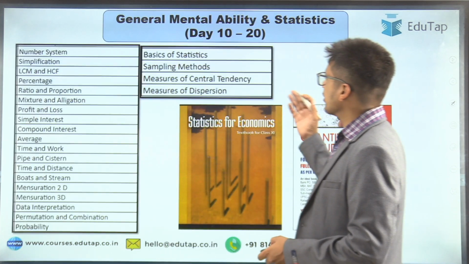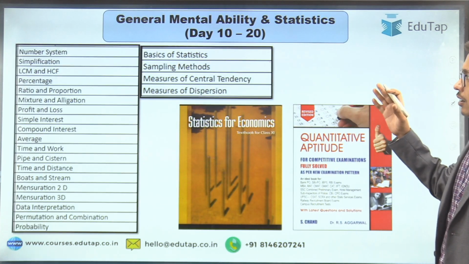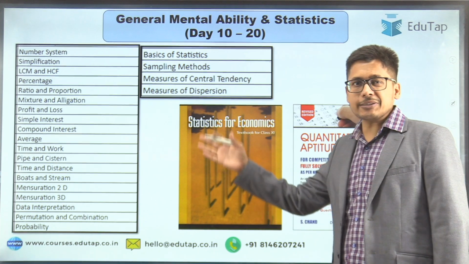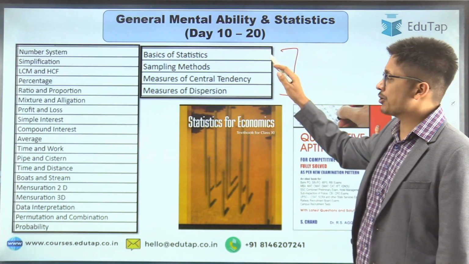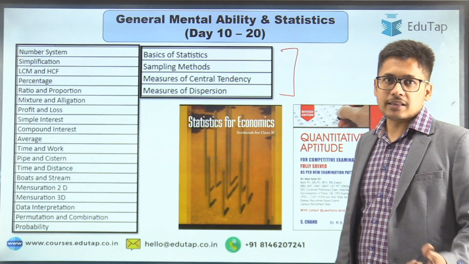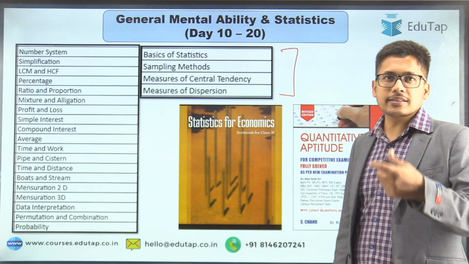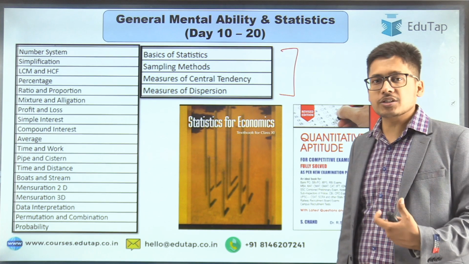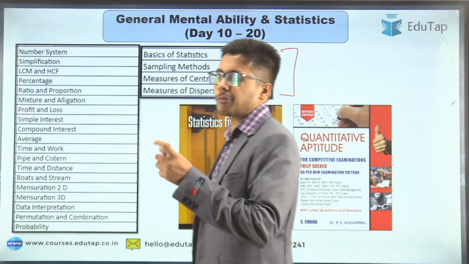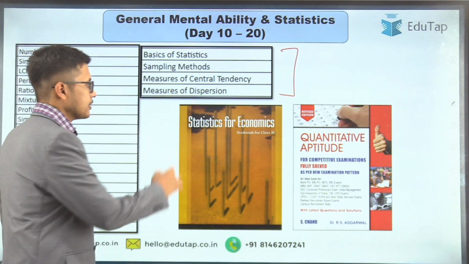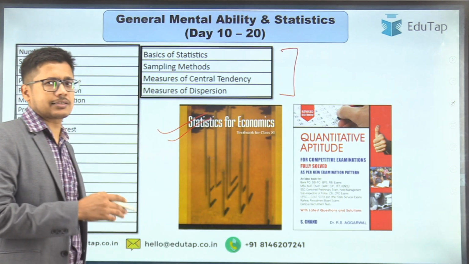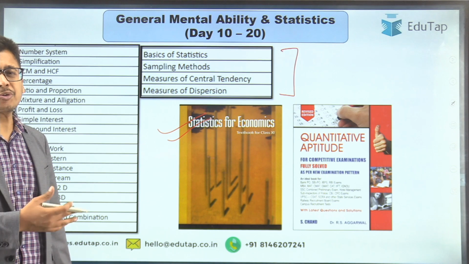Right. Next, after that, day 10 to 20, we are devoting to general mental ability, that is your mathematical skills, and to statistics. Now, statistics basically comprises these 4 topics: the basics, the sampling methods, the central tendency measurements, and the measures of dispersion. The questions will be asked from these 4 topics only. And Statistics for Economics, a textbook for class 11, will be quite enough for you to answer these questions.